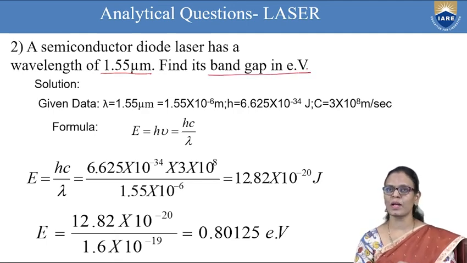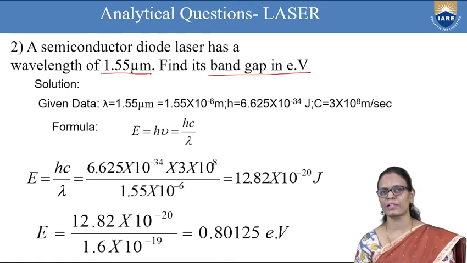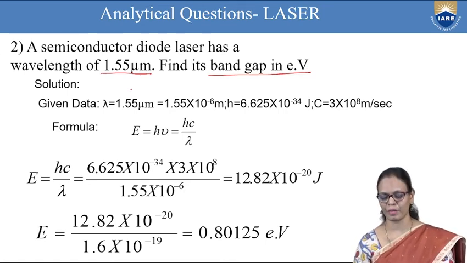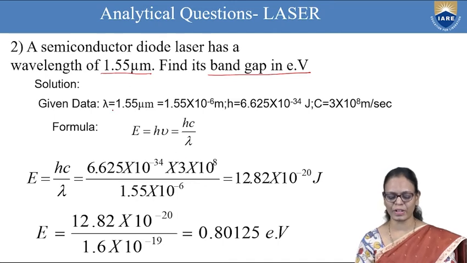So in the previous one, the band gap is given. We had to find the wavelength. Here the wavelength is given and we will be finding the band gap. So let us write the wavelength in the given data and convert it into meters, because it's given in micrometer. 1 micrometer is 10 power minus 6 meter.